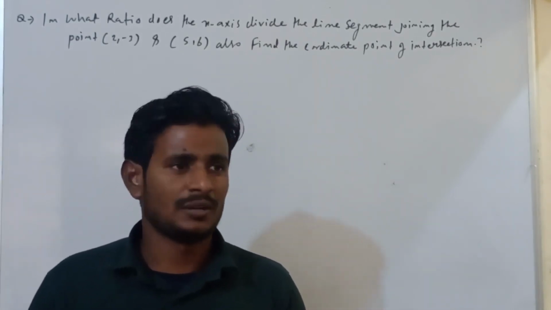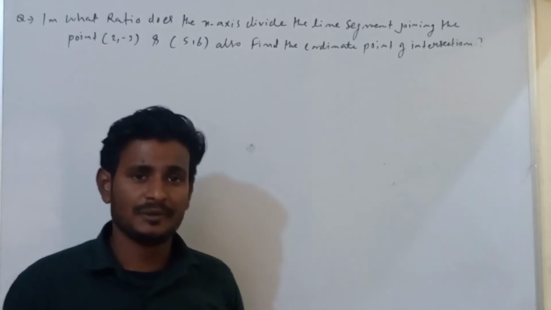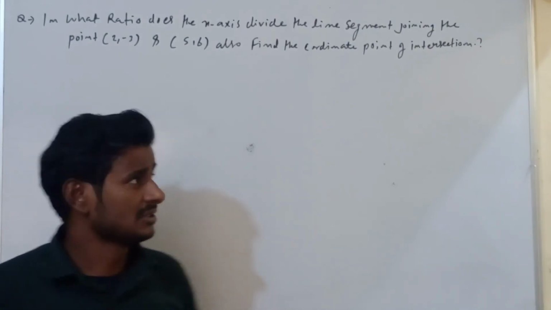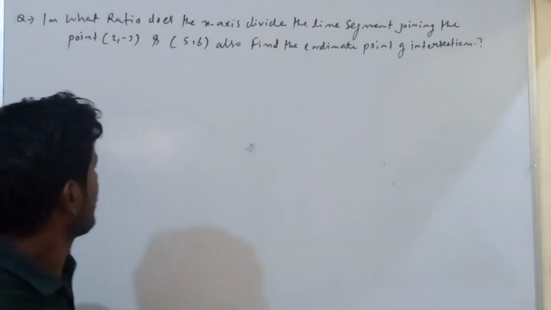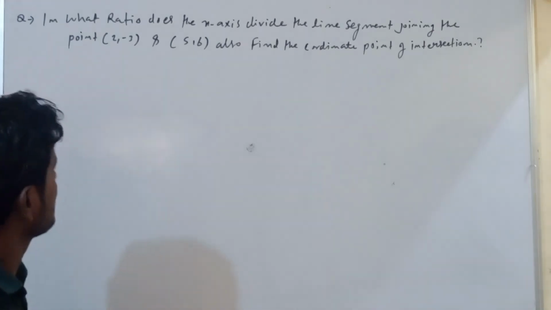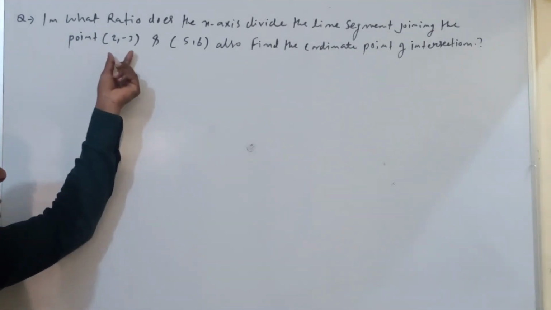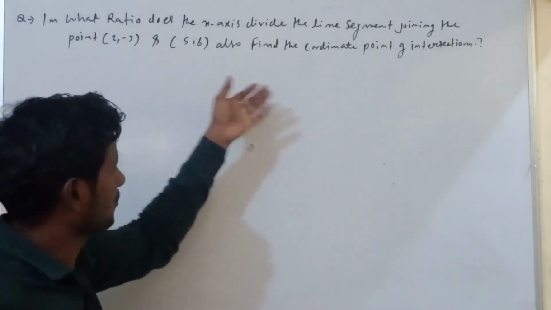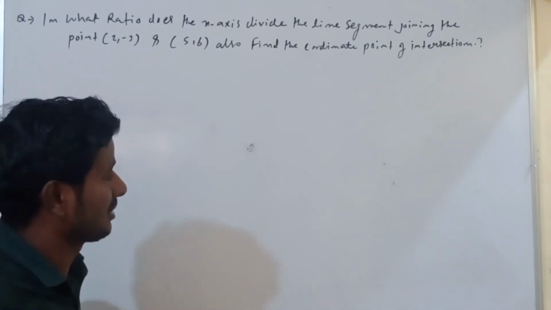I am a math teacher, so I am going to teach a topic of coordinate geometry of class 10, which is the given question. In what ratio does the x-axis divide the line segment joining the points (2, -3) and (5, 6), and also find the coordinate of the point of intersection.